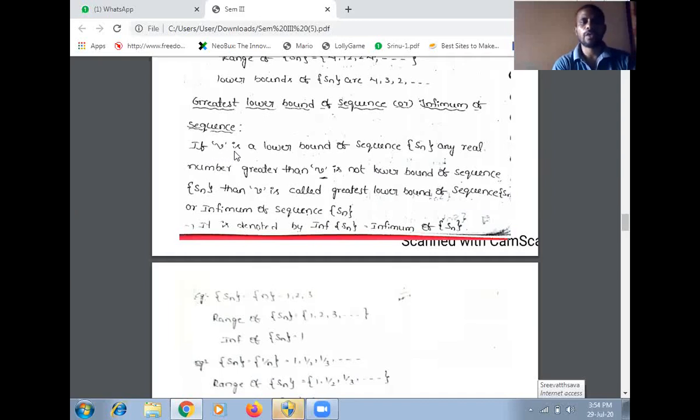If V is a lower bound of sequence Sn, and any real number greater than V is not a lower bound of sequence Sn, then V is called the greatest lower bound of the sequence, or infimum of sequence Sn. It is denoted by INF. INF means infimum, infimum of Sn.